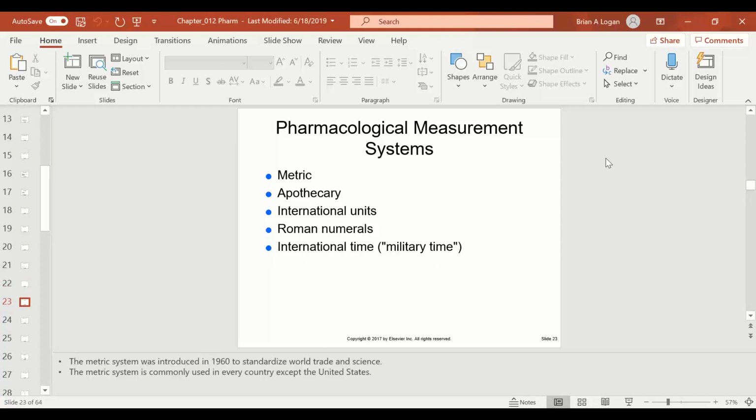Measurement systems in pharmacy, right? Typically we use the metric system in the hospitals, so that way it's uniform everywhere. No matter what hospital you go to, those units should all still be the same. The apothecary units, these are like drops, and what are some of the other ones? Like ounces, pounds, things like that.